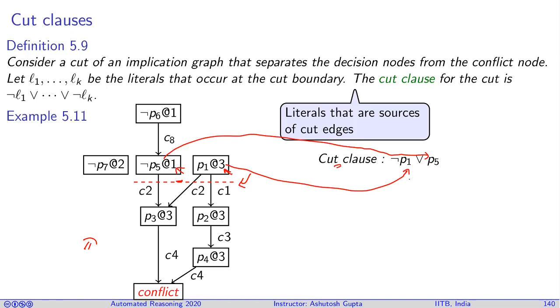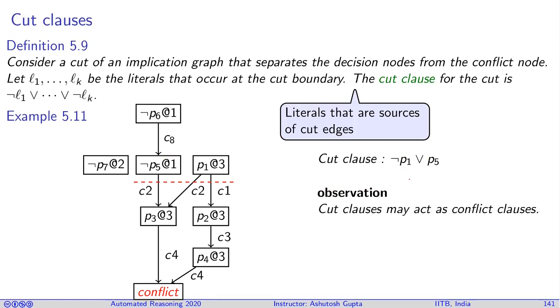You may be wondering why I want to define something like a cut clause. Very easy observation. Just look at the graph from the cut. Just look at this piece of graph. Ignore this node and this node. You will find it exactly looks like an implication graph. If I had made these decisions, not of P5 and P1, I would have gotten exactly the same implication graph. Therefore, you can treat them as decisions and make a conflict clause out of those decisions. Very simple idea.